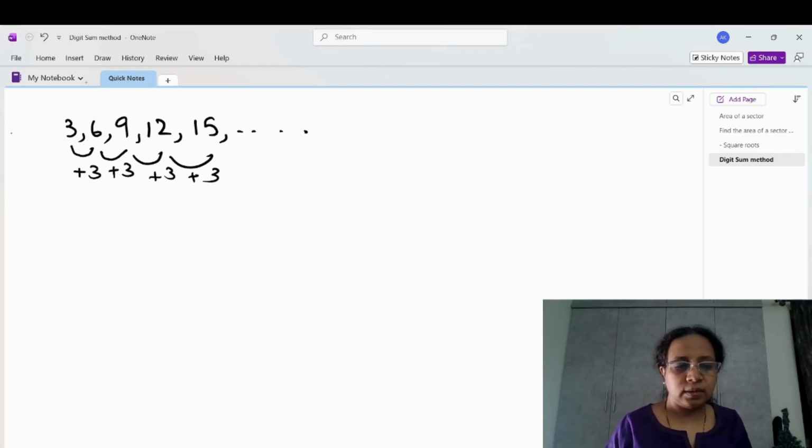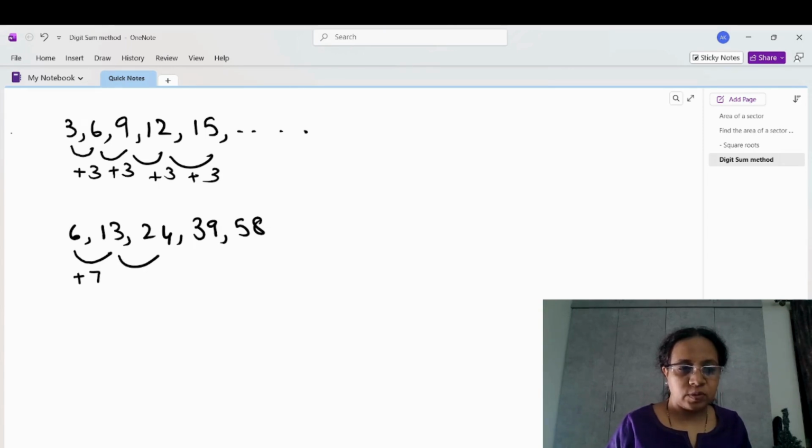Now, let's look at another sequence. If we look at the difference between two successive terms, the difference between the first and the second term is 7. The difference between the second and the third term is 11. The difference between the third and the fourth term is 15. And the difference between the fourth and fifth term is 19.